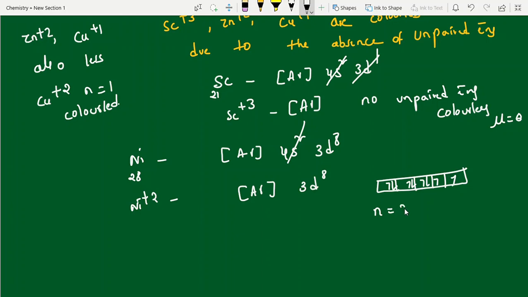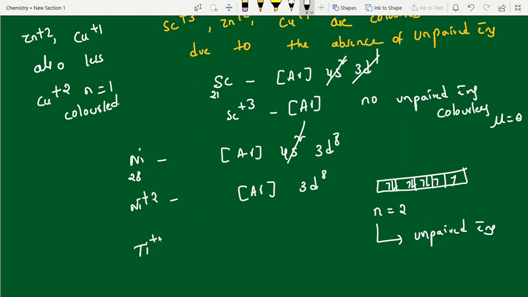Here n equal to 2. n is nothing but the number of unpaired electrons. So at least one unpaired electron is there, it can show color. But here two unpaired electrons, so definitely it shows color. Green color, like this nickel plus 2 solutions. Unpaired electrons, definitely color.